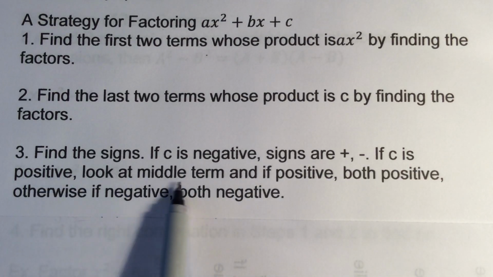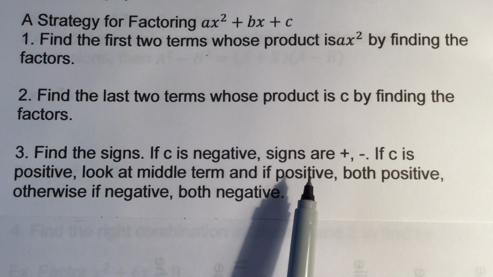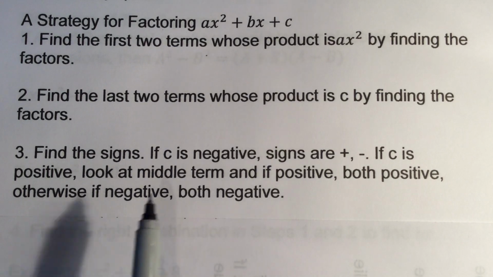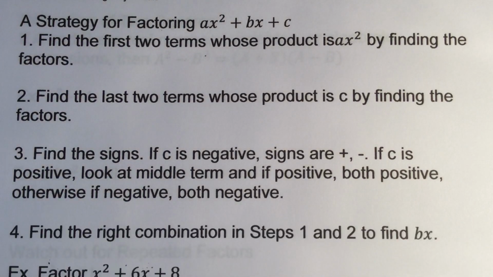If it's positive, then you look at the middle term. Whatever that sign is, both of them are going to be that. So if that middle term is positive, they're both positive. If it's negative, then they're both negative. And then you're looking for that right combination to make the bx when you would FOIL it back out to make that work. So looking at this one here, we're going to start with 2 sets of parentheses.